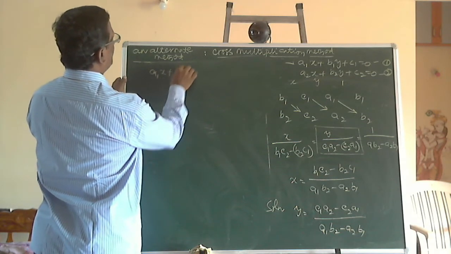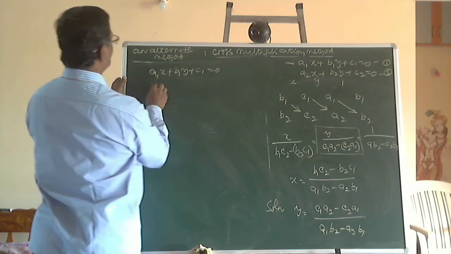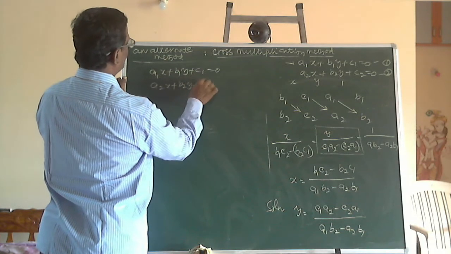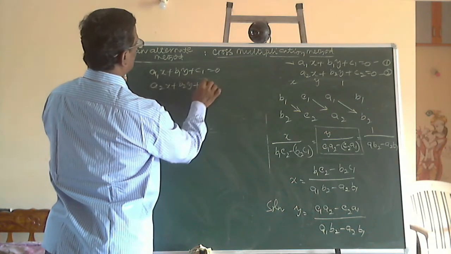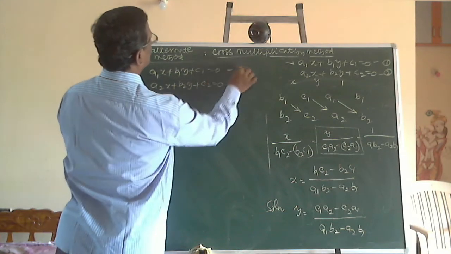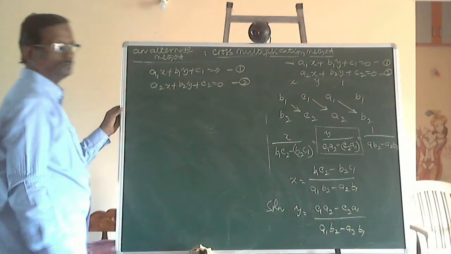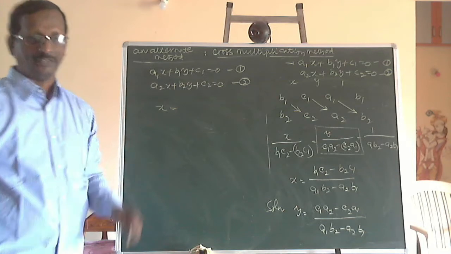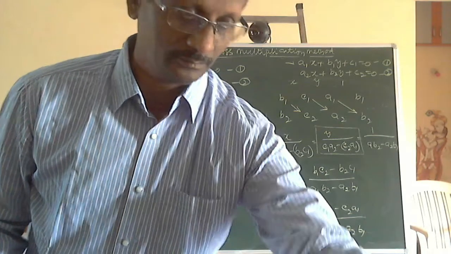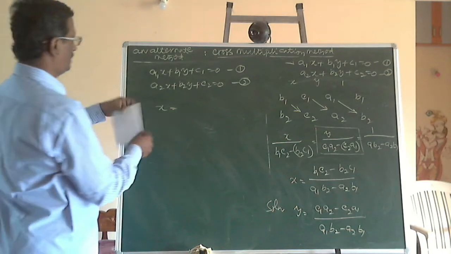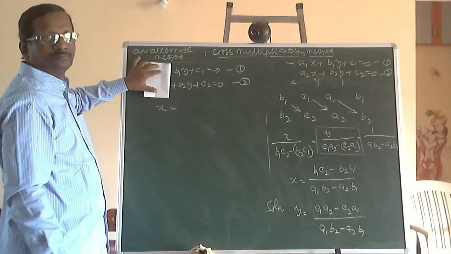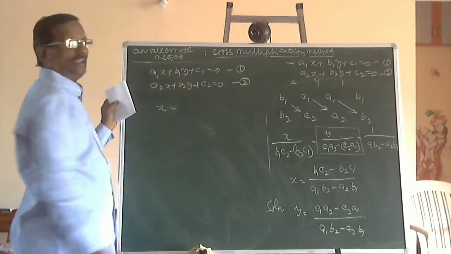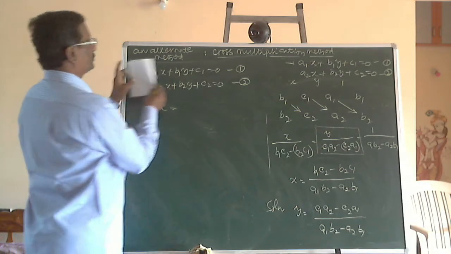a1x plus b1y plus c1 is equal to 0. a2x plus b2y plus c2 is equal to 0. This is equation 1 and this is equation 2. We want the x value. When we want the x value, close this x term. What is the adjacent term of x? The y term. So start from y.